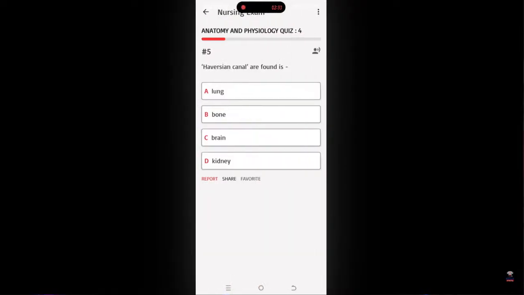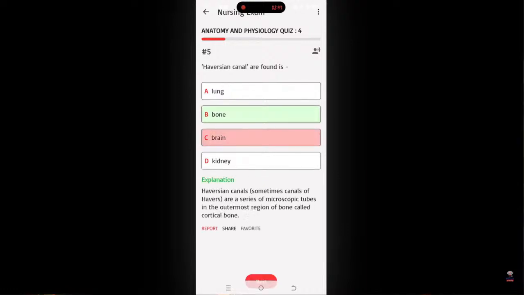Haversian canals are found in A. Lung, B. Bone, C. Brain, D. Kidney. No, the correct answer is B. Haversian canals, sometimes called canals of Havers, are a series of microscopic tubes in the outermost region of bone called cortical bone.